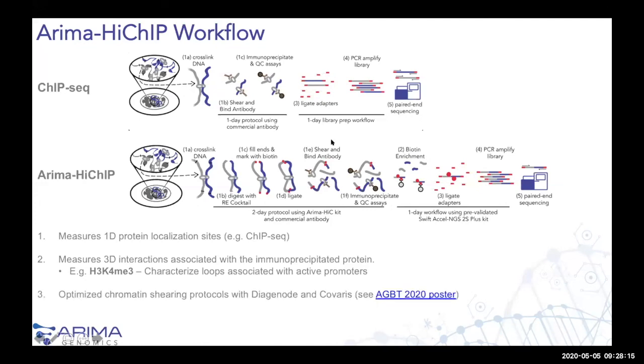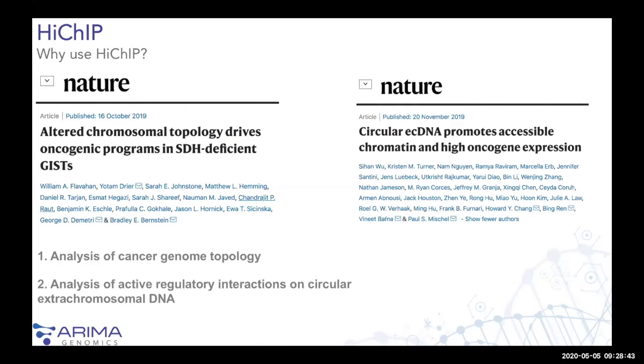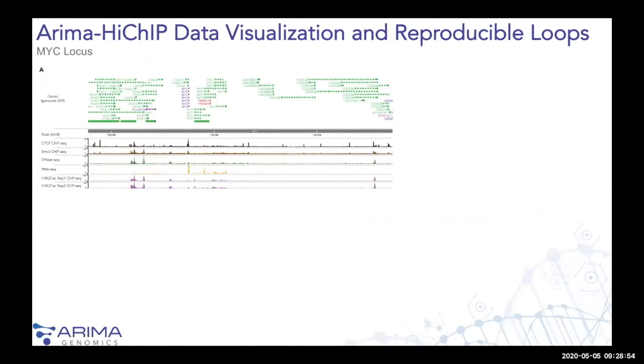We also have optimized shearing protocols that are compatible with Diagenode as well as Covaris. We've had a really fruitful collaboration with Covaris developing the shearing component of this protocol, and I would point you to the poster that we presented with Covaris at AGBT this February. We also offer this as kits or services. Now, why use HiChIP? It's been used in the context of cancer epigenetics a couple of times, here by the Bernstein lab and Paul Mischel's lab at UCSD. I would just point you to those papers.